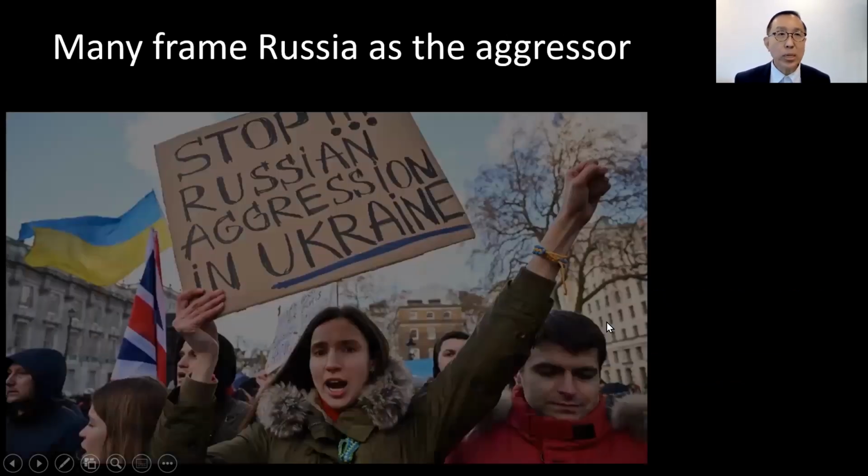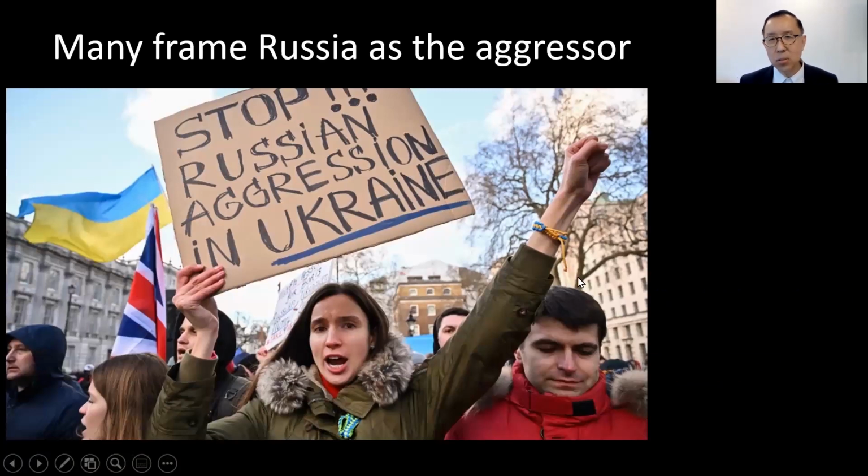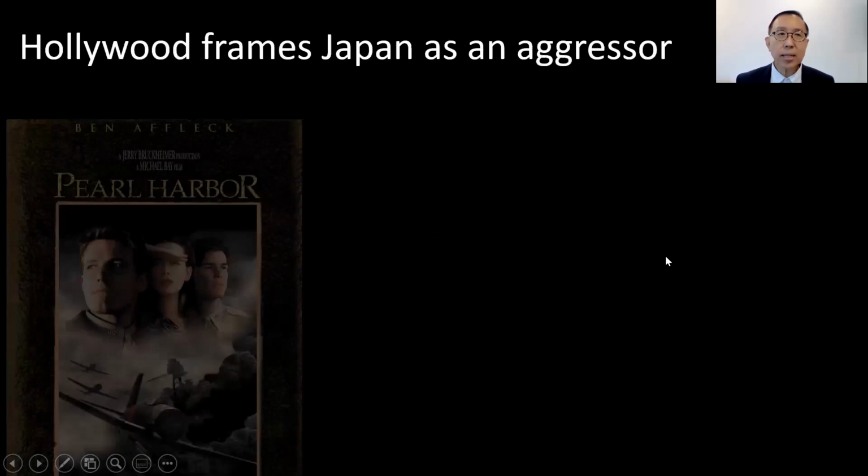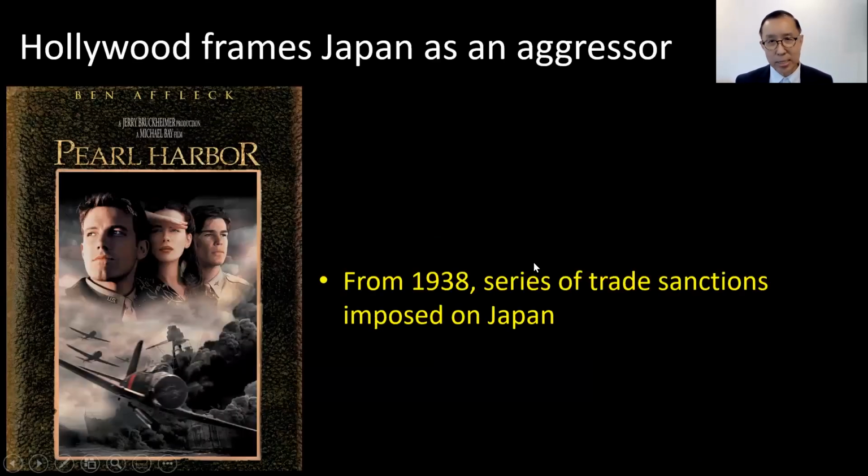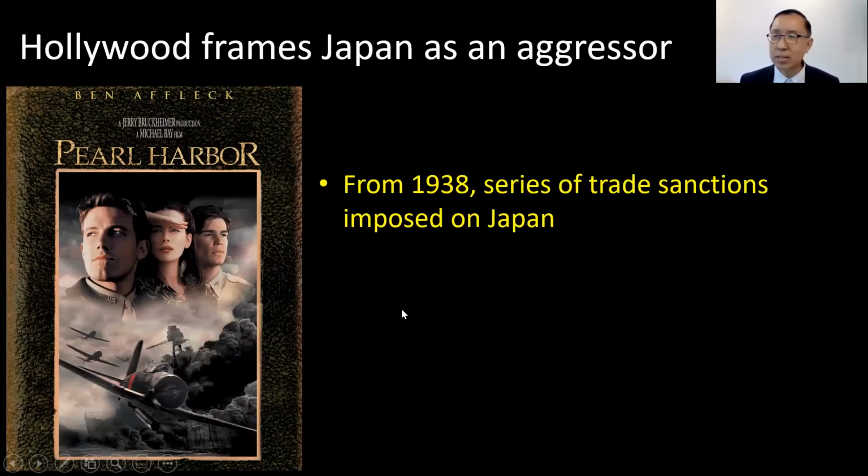Because from what we are reading now, most of the media are saying that Russia is the aggressor in the Ukraine conflict. Whether that's true or not, we don't really know. History will tell us maybe a bit more about the truth. Just as if we look at Japan as aggressor, for a long time, even up to today, Hollywood has framed Japan as the aggressor. But actually, history tells us that Japan was provoked.